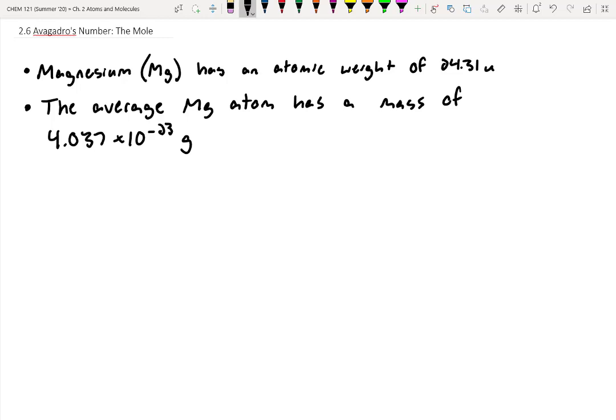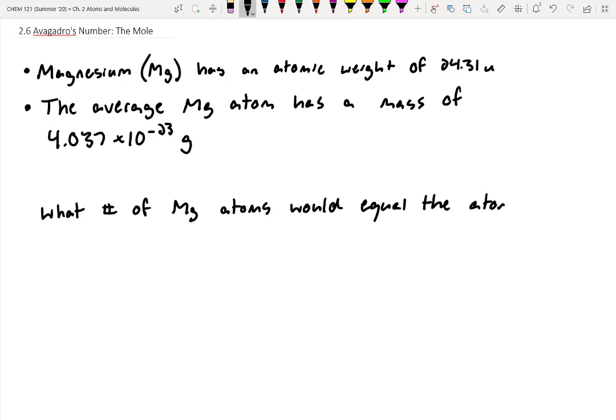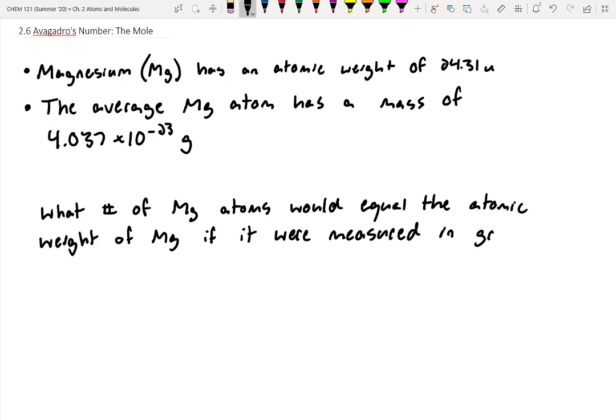So here's the interesting thing: you can do this thought experiment where you could say, what number of magnesium atoms would equal the atomic weight of magnesium if it were measured in grams? Not amu.